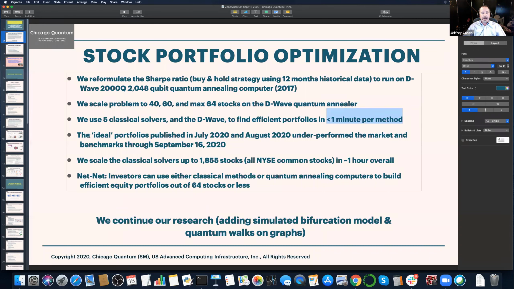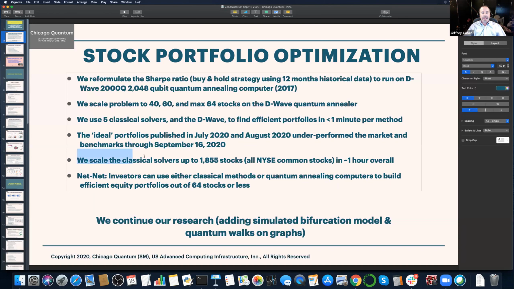We've published ideal portfolios in July and August. And those portfolios have now underperformed the market and the benchmarks through September 16. So we're going to talk about that, because at first, they did great. In the first couple of days or maybe couple of weeks, but over time, it feels like the recommendations need to be rebalanced.